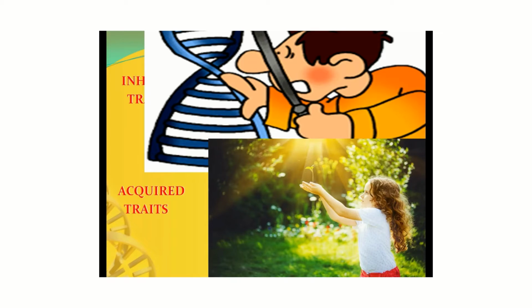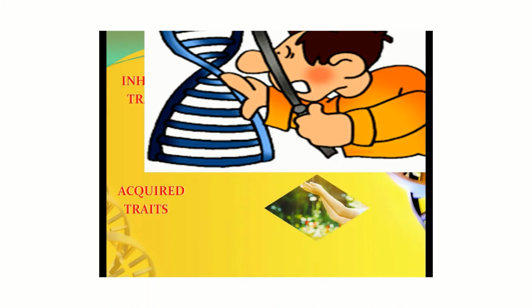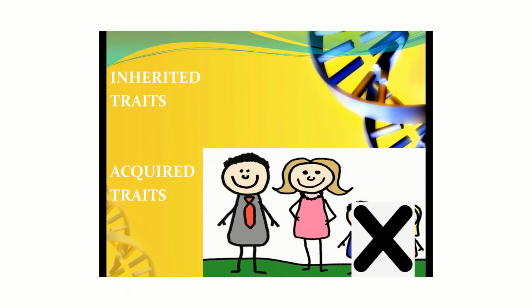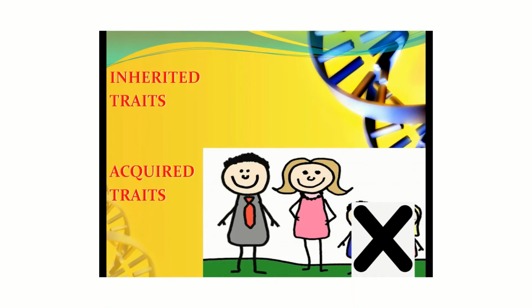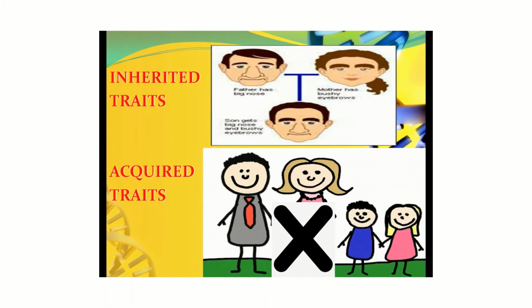So inherited traits are generally the characteristics that are developed due to the changes in the genes or the germ cells or the DNA. Acquired traits are the traits that are developed due to the changes in response to the environment. Now, when we talk about inherited traits, as they are changes in the genes, they can be passed to next offspring.